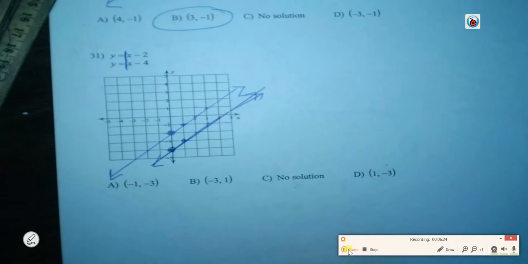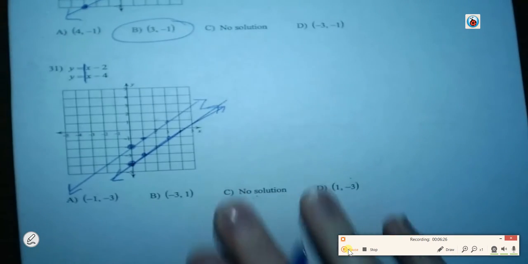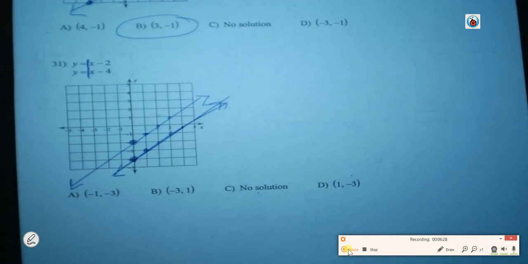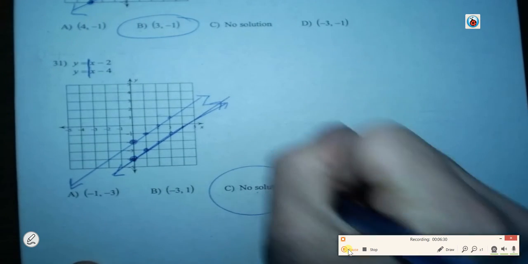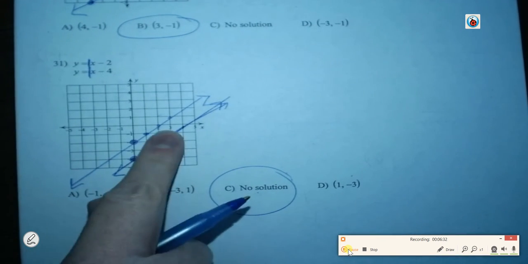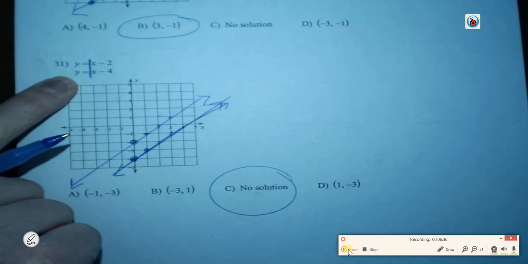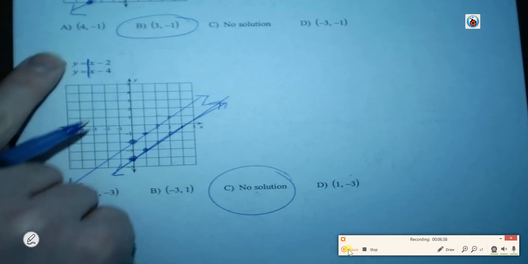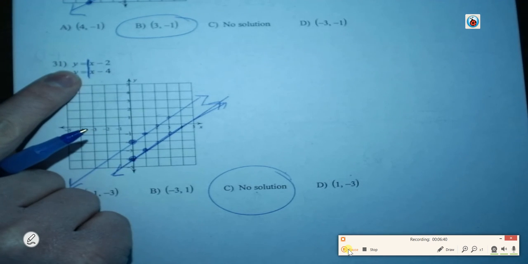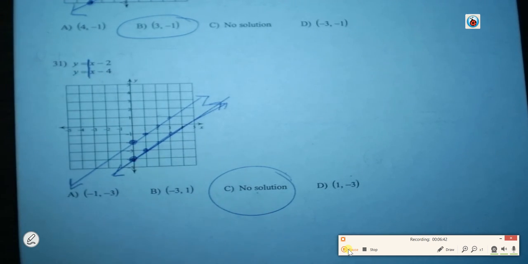And you see that those two lines are parallel. They're never going to intersect. So if you have parallel lines that will never intersect, you have no solution. And you could have done that without graphing if you just look up here at the two equations and you see they both have a slope of +1. Then you know they have the same slope, they're parallel, they will never cross each other, they will never intersect, and so your answer is no solution.